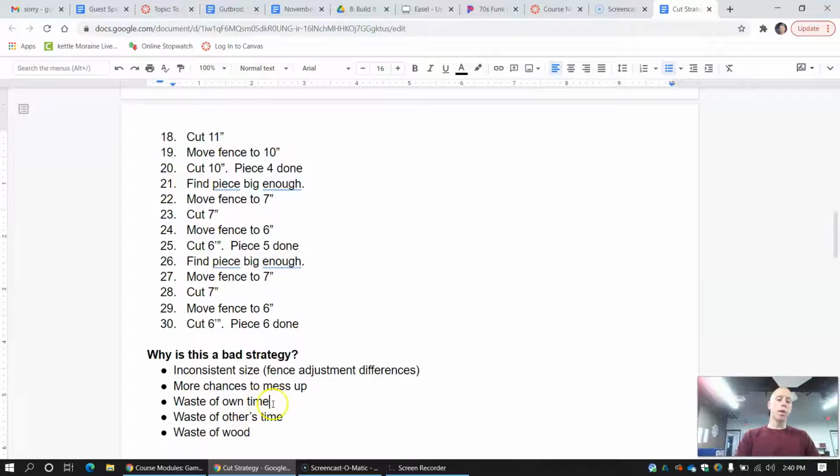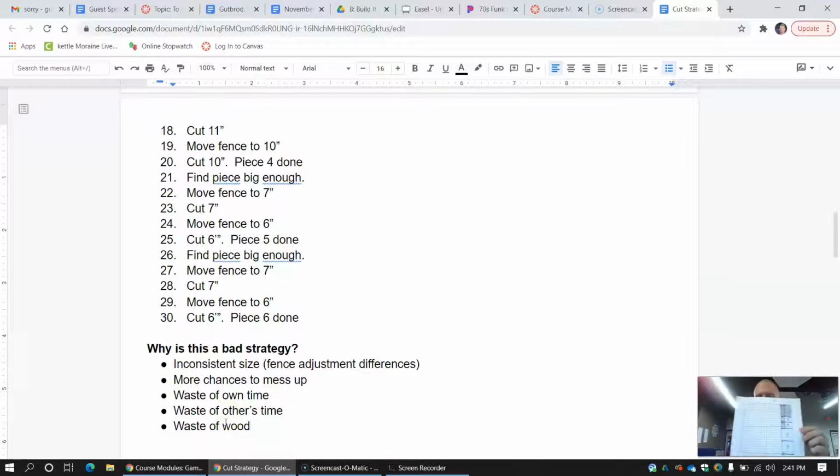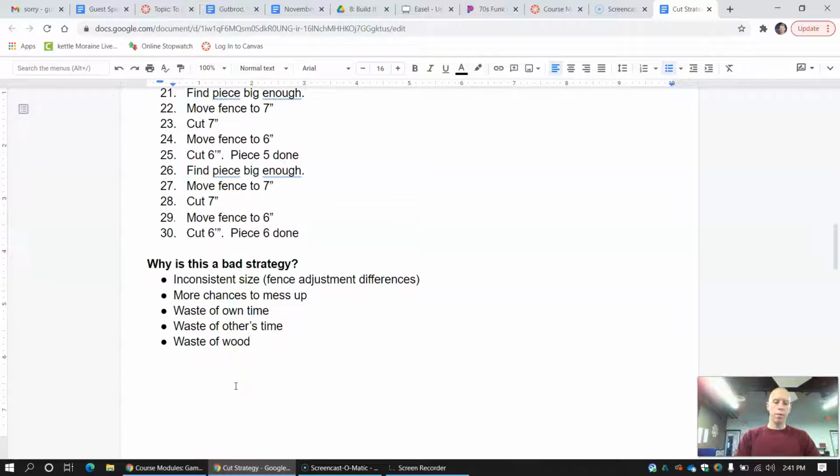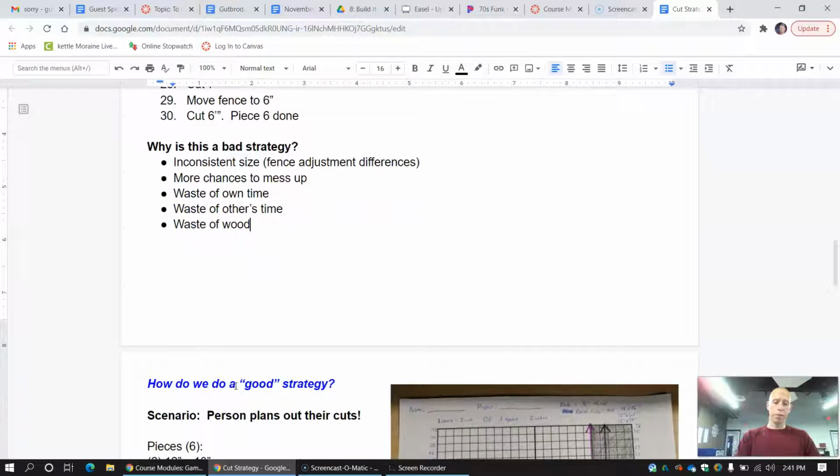Might be wasting our own time. If we're doing steps like this, we're definitely wasting our own time. We're probably wasting other people's time. And there's a good chance that we're wasting wood as well if we're not finding an efficient way to cut this out. Generally what we want to do is cut a big, long strip, and then cut stuff out of that big, long strip. That's generally what we want to do. So we're going to take a look at an example that shows a layout on how to cut out pieces. So let's take a look at a better strategy for the same exact project.